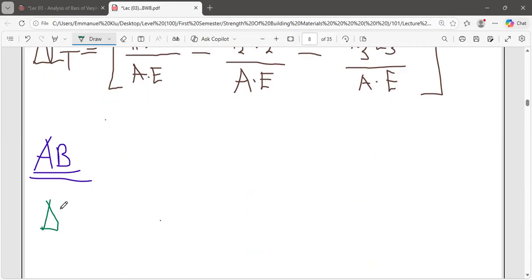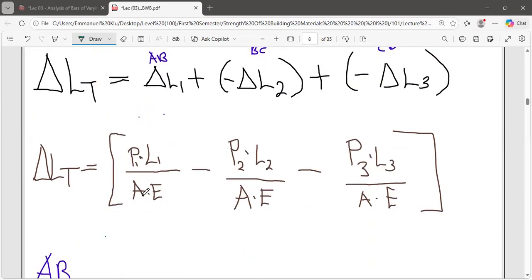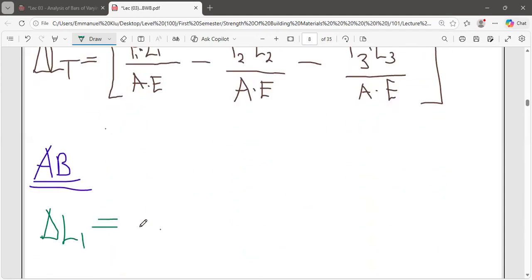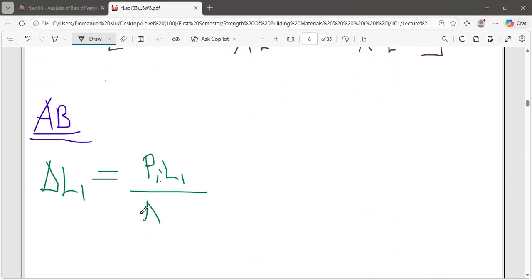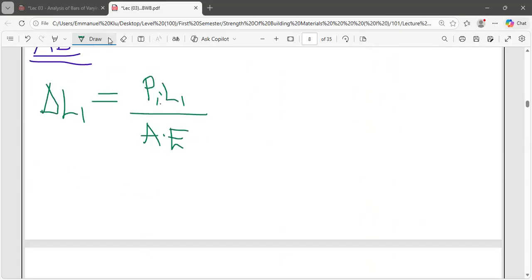Okay. So the change in length of AB, that is section one, we are going to adopt a formula such as P1 L1 over AE. That is the P1 L1 all over the AE. At the end of the day, we can't say A1 because the area is equal for all. So let's adopt this formula to solve it.